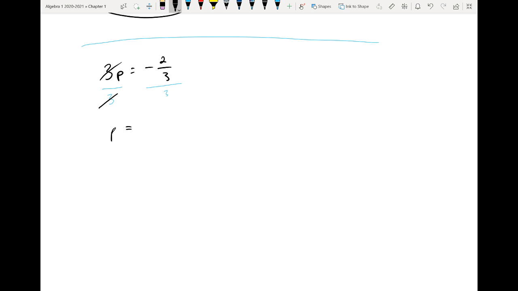p is by itself, but I have negative 2/3 divided by 3, and this is where many students get tripped up, okay? Remember, when you are dividing by a fraction, in other words, I have negative 2/3 divided by 3, I'm really multiplying by the reciprocal of the divisor, the second term that is listed. So I'm going to multiply, instead of 3, the reciprocal is 1/3. Multiplying fractions is pretty straightforward. Numerator times numerator to get negative 2. Denominator times denominator. So 3 times 3 to get 9. So my answer here is p is going to be equal to negative 2/9.